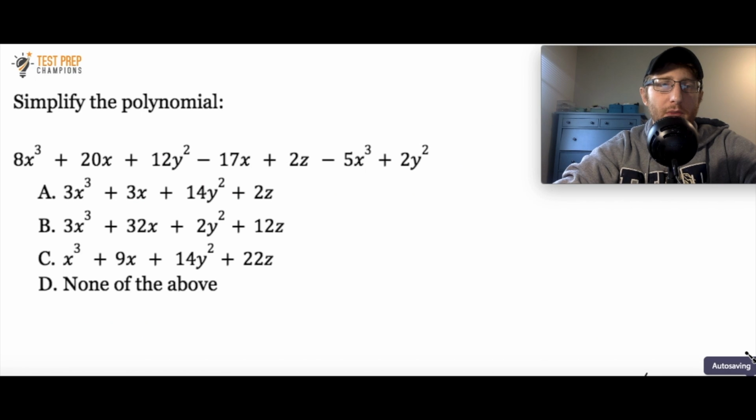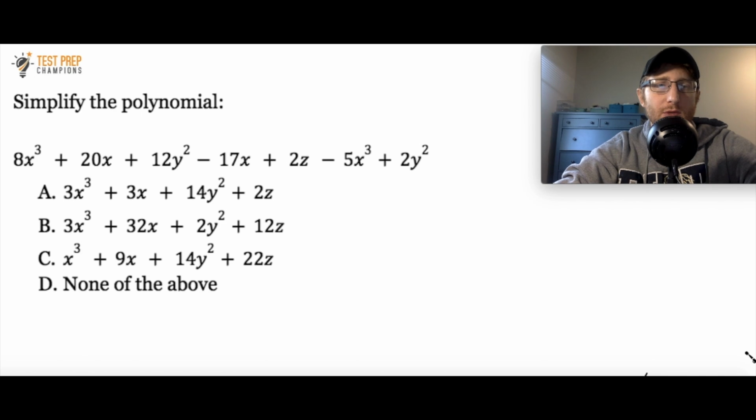Simplify the polynomial. 8x cubed plus 20x plus 12y squared minus 17x plus 2z minus 5x cubed plus 2y squared. So now's your chance, if you'd like to pause the video, try to figure this out, and if you get stuck, don't worry about it because we're just going to go over the answer.